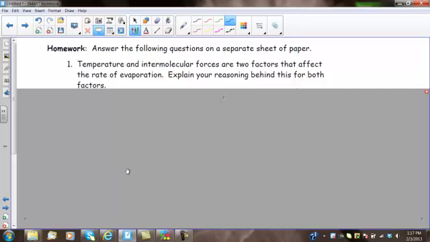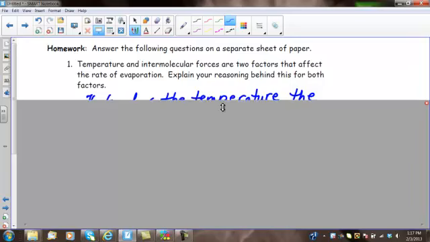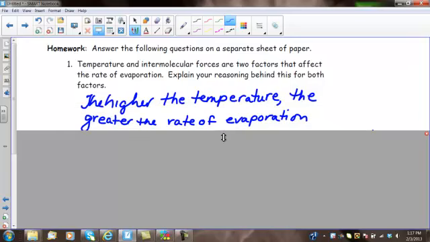Okay, question 1. Temperature and intermolecular forces are two factors that affect the rate of evaporation. Explain your reasoning behind this for both factors. So let's tackle temperature first. First of all, evaporation occurs all the time, at any temperature, whether it's cold outside or warm outside. However, as we increase the temperature, evaporation will occur at a faster rate. Why? Temperature increases, particles are moving faster, they're going to collide more, and they'll be able to escape to the gas state.